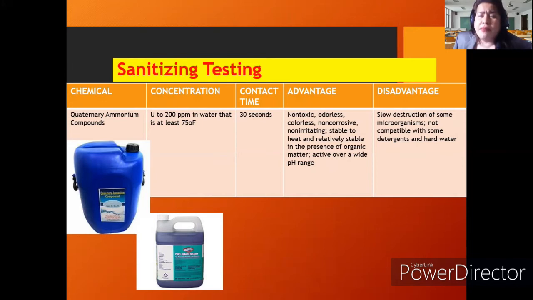At the same time, hindi siya compatible kung maglalagay tayo ng any other cleaning agent like detergent daw. And then ang arte ng chemical sanitizer na ito kasi ang ginagamit natin dapat na liquid ay it could be purified water or what we call the soft water kasi hindi rin siya compatible with hard water. Okay?